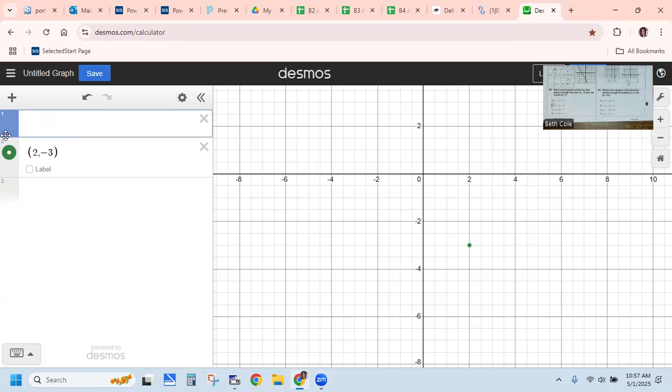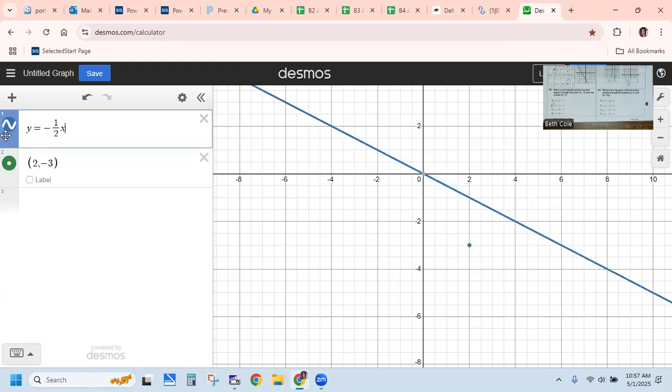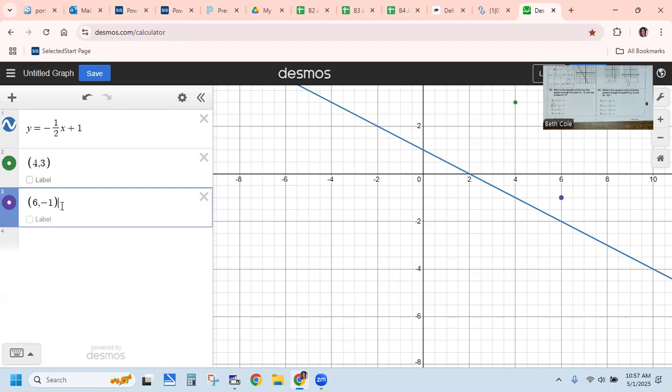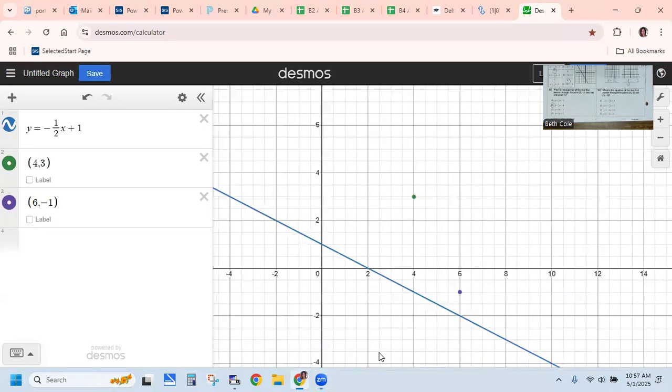This one, we want to go through. Here, let me type choice A. -1/2 x + 1. Now it needs to go through those 2 points. What are the 2 points? I have to make sure. 4, 3. And then I'm going to type 6, -1. Does it go through those 2 points? No. Sure doesn't. You see them there? It's not touching them. All right, what's the next one?